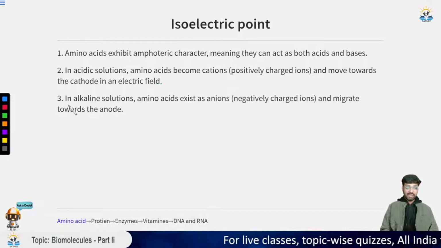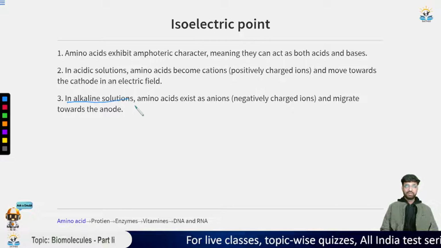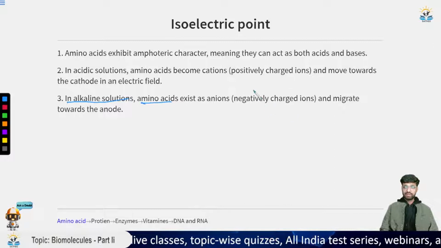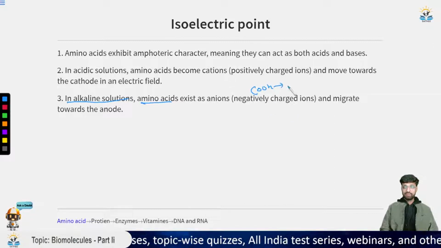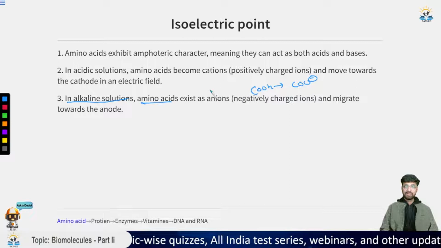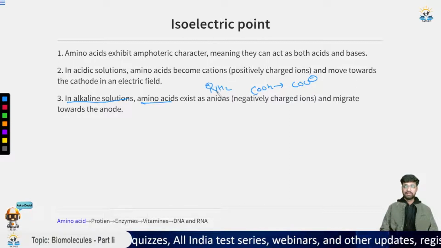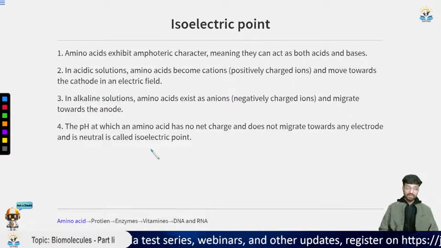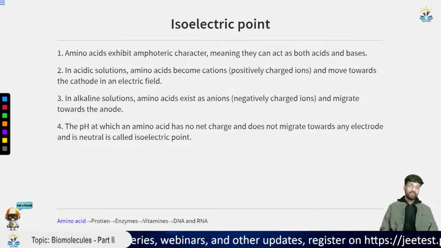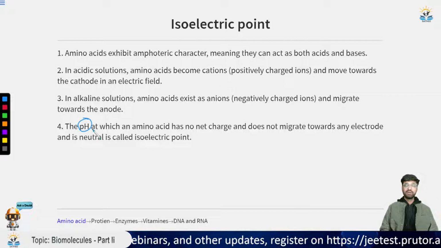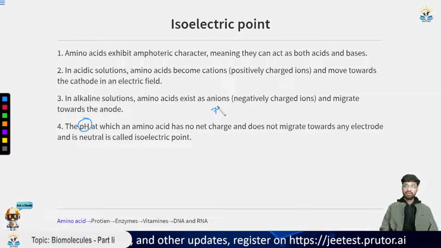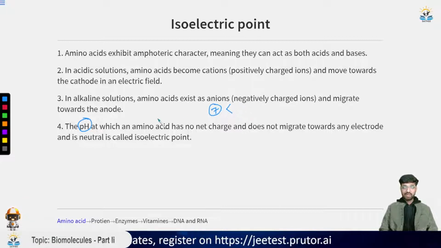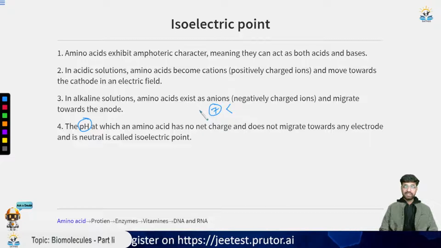Next, the alkaline solution. If it is a basic solution, then the amino acid will have a negative charge on it because the carboxylic acid will be present mostly in the form of COO minus, the NH2 will be present as it is, and it will migrate towards the anode. Now how do we do it? We do it by changing the pH of the solution. Since 7 is neutral, if you increase it to basic, it will become an anion, and if you make it acidic, it will become a cation.